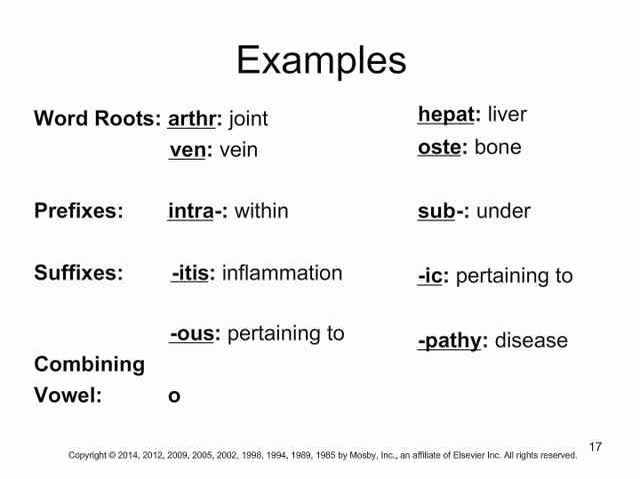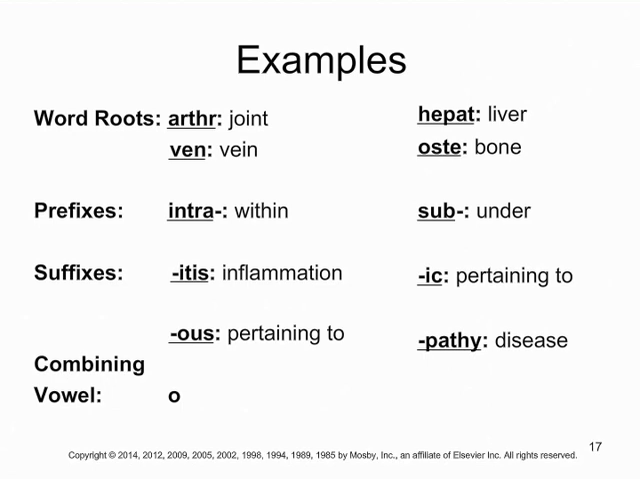So here's an example chart of a few different words you'll be encountering throughout the textbook that go into each one of those categories. A few word roots you've already seen. Arthr means joint, hepat means liver, ven means vein, and oste means bone. Prefixes get shoved onto the beginning of a word, so maybe we want to say within the vein, so we would say intraven. Or maybe under the liver, for example, we'd say subhepat.